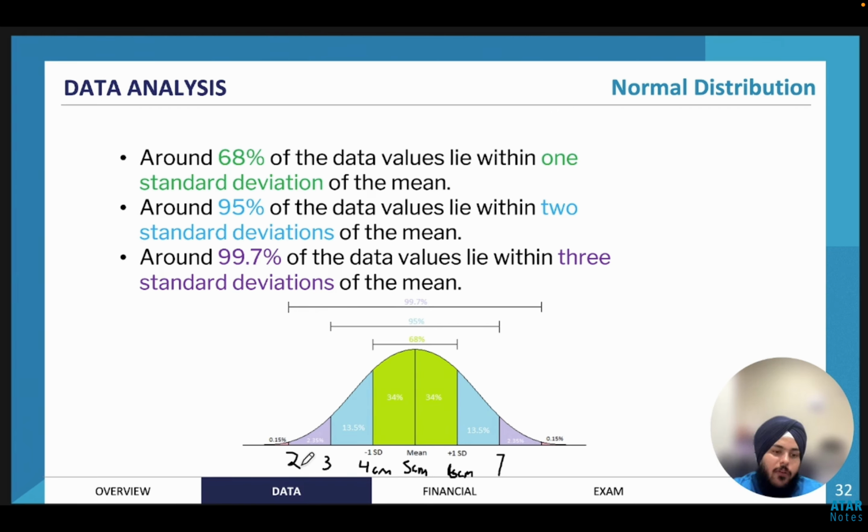So they will have approximately a diameter between 2 and 8 centimeters. So 99.7% of the data values will be between 2 and 8 centimeters, 95% of them will be between 3 and 7 centimeters, and 68% of them will be between 4 and 6 centimeters. So that's essentially what the normal distribution is.